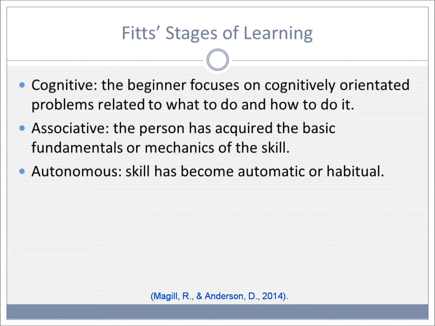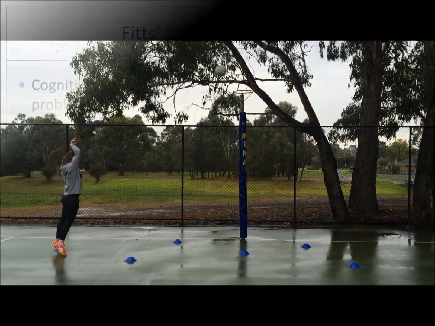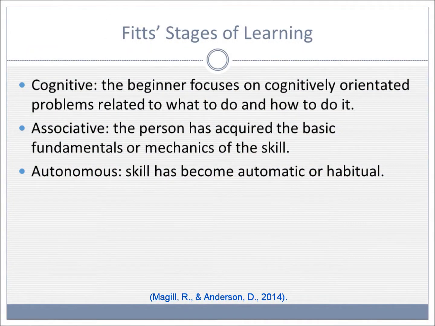In the associative stage, the person has acquired the basic fundamentals or mechanics of the skill. They are now able to associate specific environmental cues with the movements required to achieve the skill. The autonomous stage is the final stage and can take many years of practice and experience to get to this stage. In this stage, the skill has become automatic and habitual. Performance variability is very small and the person can detect many of their own errors and make required adjustments. In this 6-week program, you can expect to get to the associative stage.